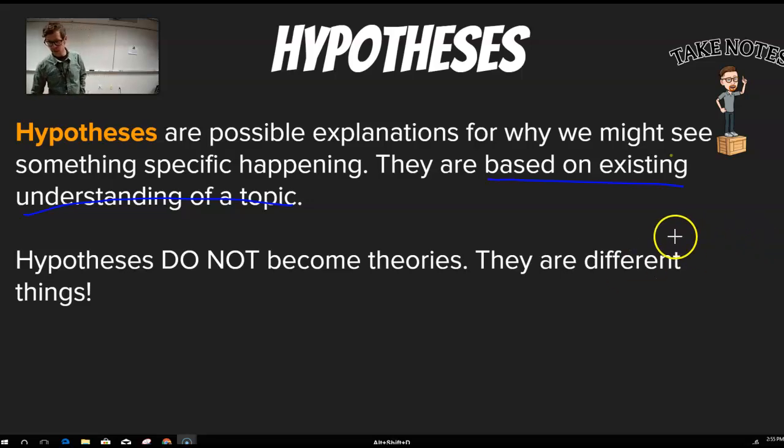One of the things I really want to emphasize is hypotheses do not become theories. They're two different things. So if you've had that impression in the past, throw it away. Hypotheses are possible answers to specific research questions. Theories are something that when people look over a really long period of time at lots and lots of evidence of lots of things, they then come up with an explanation. A theory is just a totally different scope than a hypothesis.